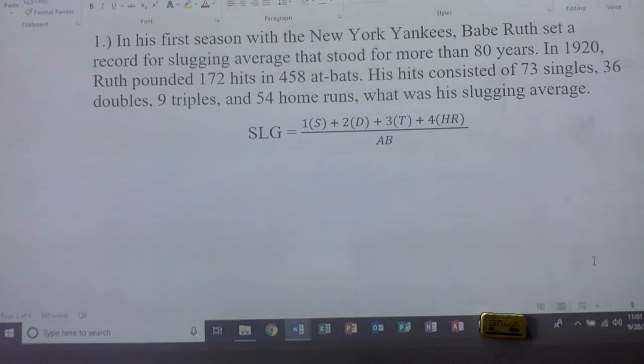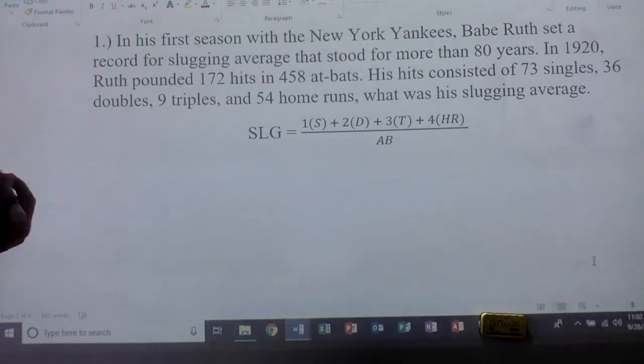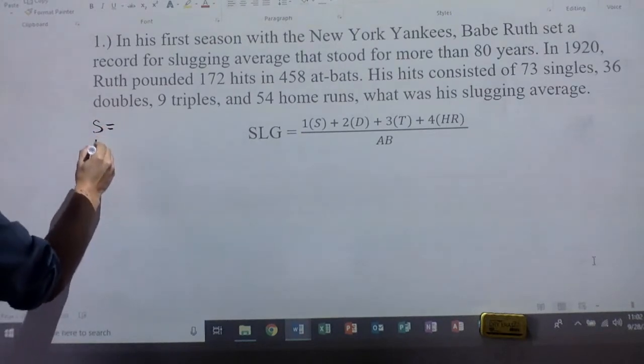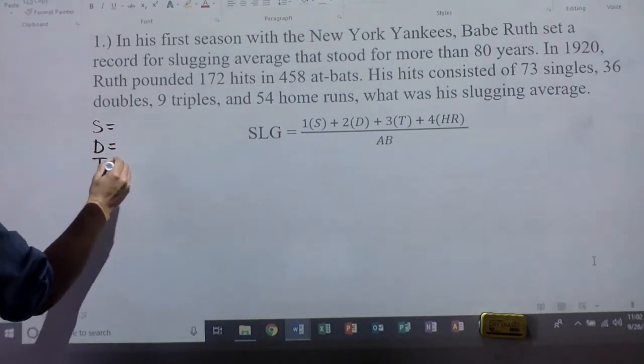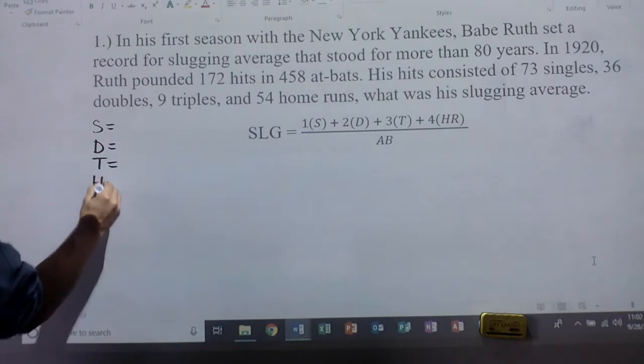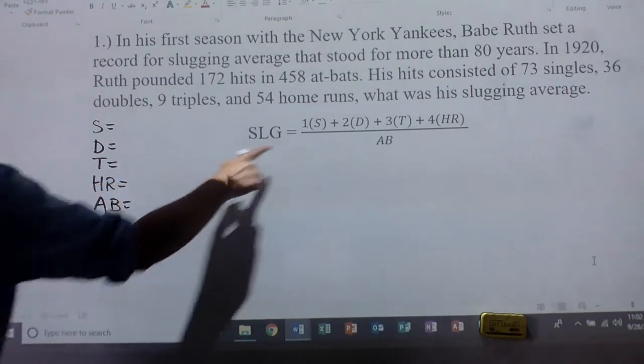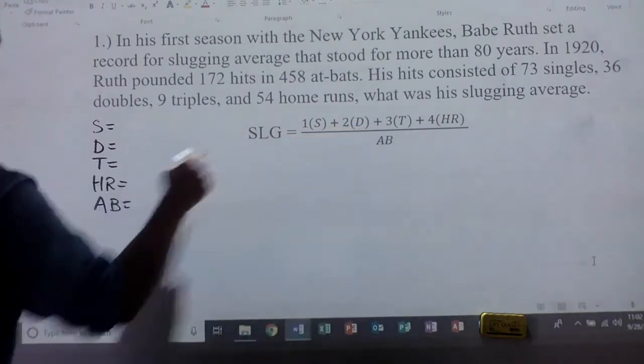But I'm not going to go into detail on that. I'm just going to go straight to the math. This is how I usually solve it: I do a list on the side, a list of all the letters I'm going to need. So S for single, double, triple, home run, AB, and then slugging average.